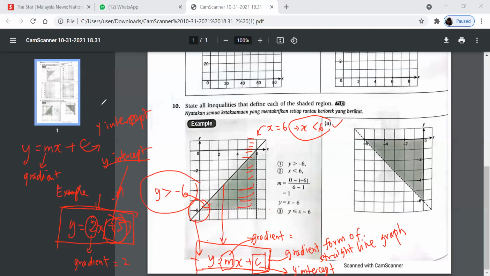Take note, this applies here. If not, you don't know how to come up with the equation. Understand? And this one is the gradient, right? Do you remember how to find the gradient? No.